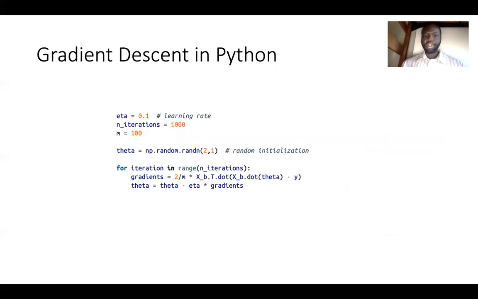This is how he applied it in Python. You can see the random initialization of theta right here. And then again for this, this is pretty much just a repeat of the previous line.